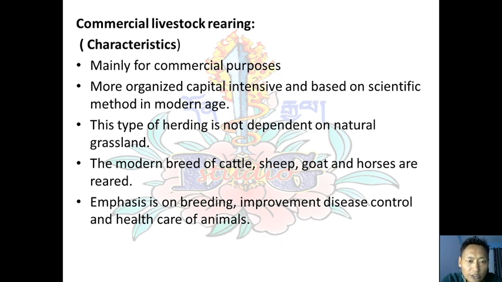Here they are practicing modern breeding of cattle, means they are breeding the animals in order to get better offspring, such as sheep, goats, and horses. There is more emphasis on breeding of animals, improvement of animals, disease control, and health care of the animals.